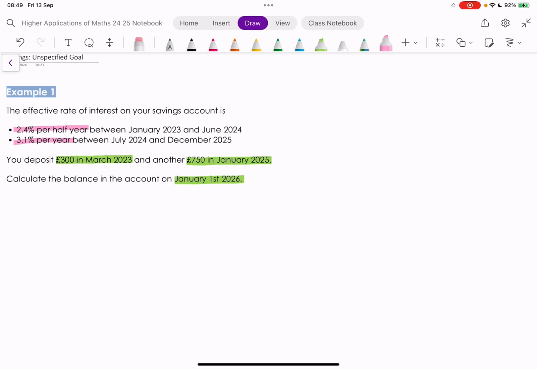And we've got two different interest rates going on here. One is happening between January 23 and June 24, and one is happening between July 24 and December 25. So we want to take the two different deposits and deal with them separately.